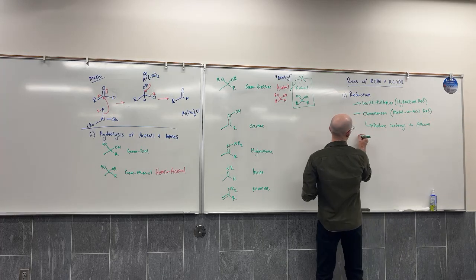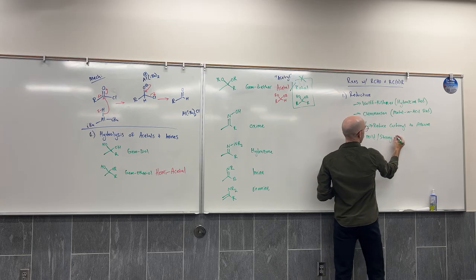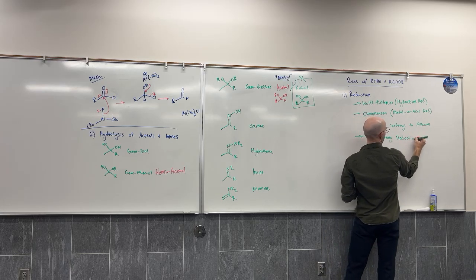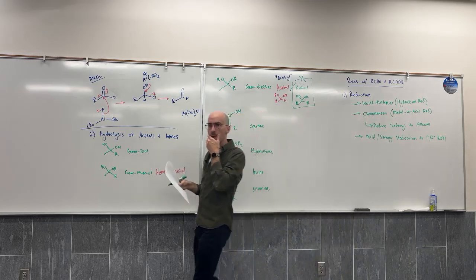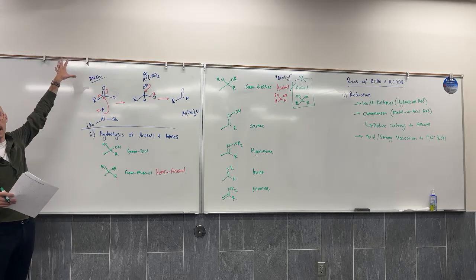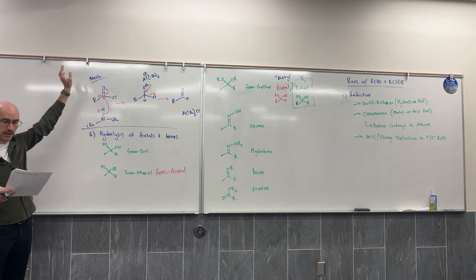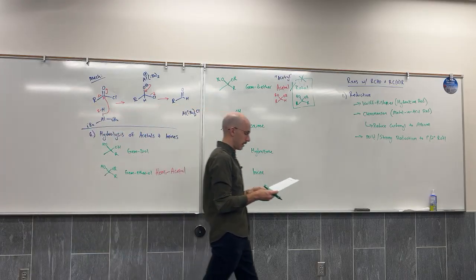And then we have our mild and strong reducing agents. Aldehydes get reduced to primary alcohols. Ketones get reduced to secondary alcohols. And because ketones and aldehydes are reactive enough, they're on that more reactive half of our table of reactivity. They can be reduced with either sodium borohydride or lithium aluminum hydride.